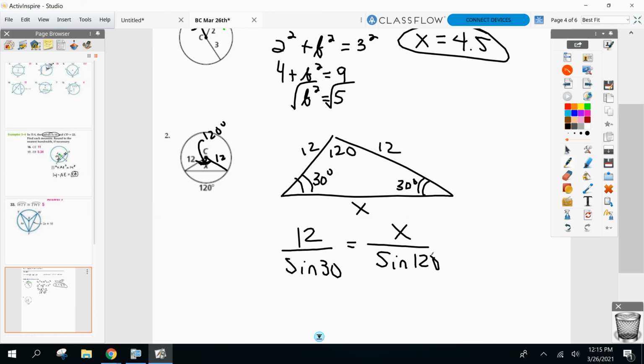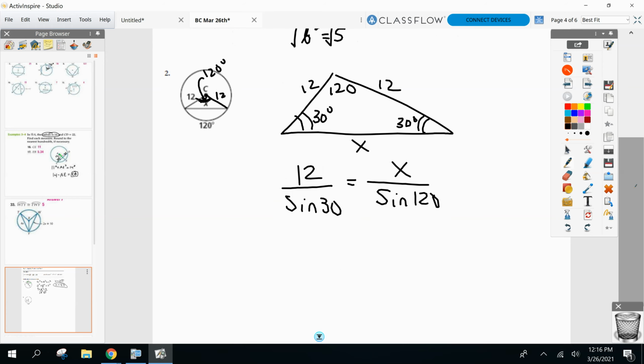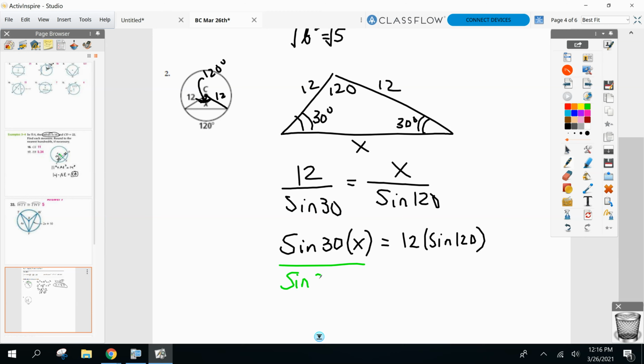All right, there it is. Guys, I don't know how many of you have screwed around in your calculator on Radians Day. Make sure it's in degree mode constantly. There is no reason this year in geometry you need it in radian mode. Keep it constantly in degree mode. So sine of 30 times x, I'm cross multiplying, equals 12 times sine 120. And then you can solve for x by dividing both sides by the sine of 30. And then round to the nearest tenth when you get it.